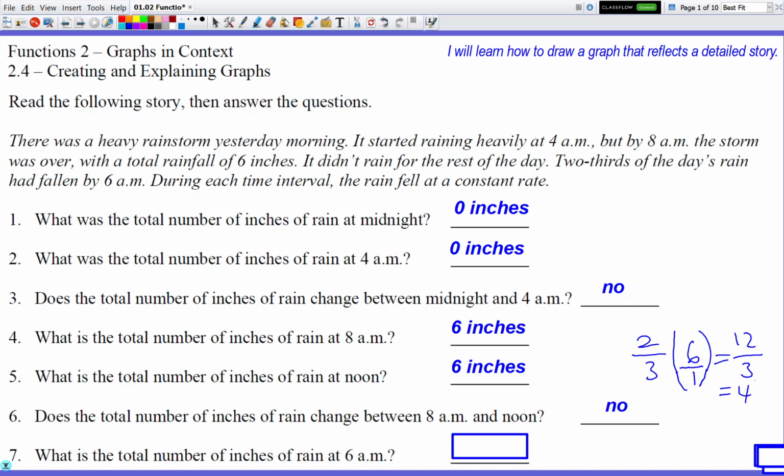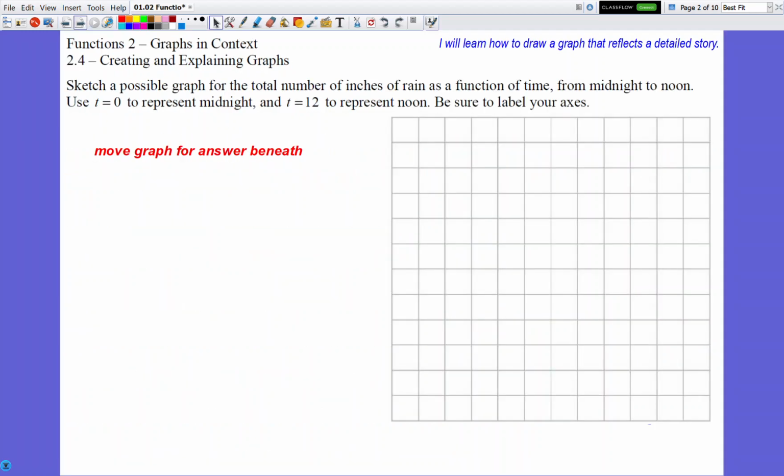Okay, so hopefully you know and remember how to multiply fractions. And if you don't, then I just showed you how to do it. So just rewind if you need to go back and look over it again. So question number 7, the answer should be 4 inches, because that's 2/3 of 6 inches of rain for the day. These numbers are super important because they're eventually going to be used to make coordinates that we're going to use to map out the graph in the very next slide.